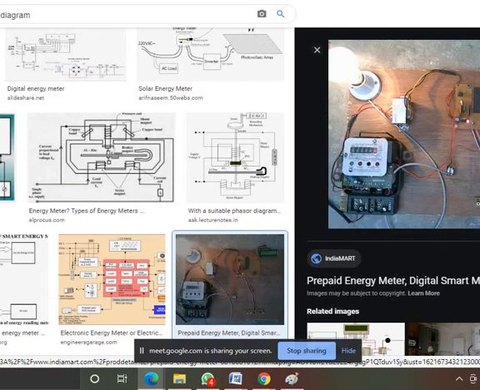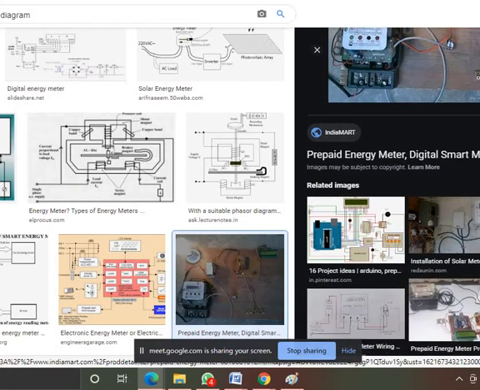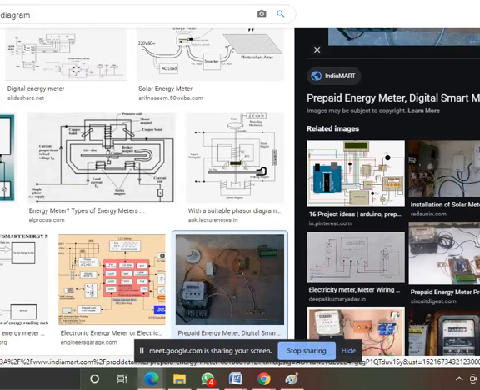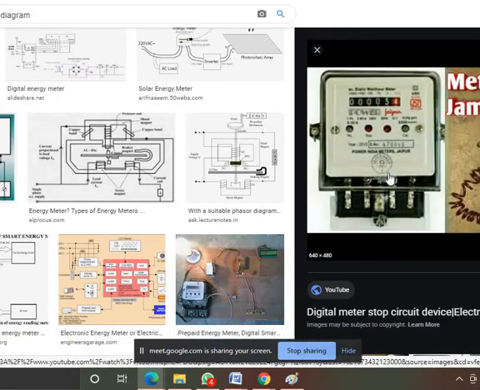This is also an energy meter, and this is an energy meter. So it will be clearer now. There is a recording arrangement, phase and neutral is the input, and phase and neutral is the output. You can take the output from that energy meter and connect the load. Left side is input and right side is output.